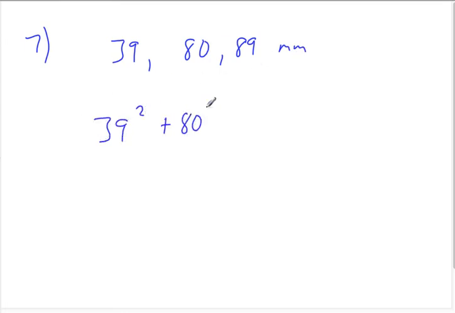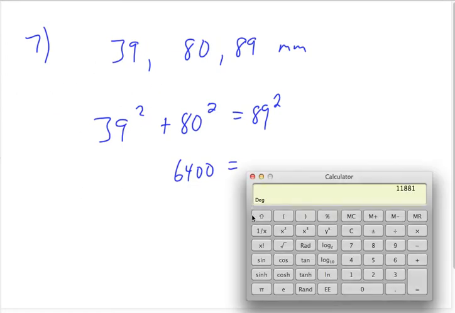Number 7, we have 39, 80, 89, all millimeters. I don't know, 39 squared plus 80 squared equals 89 squared, maybe? Let's find out. 6,400, that's the easy one. 39 times 39, that's probably pretty easy, but let's just go ahead and do this for easiness.